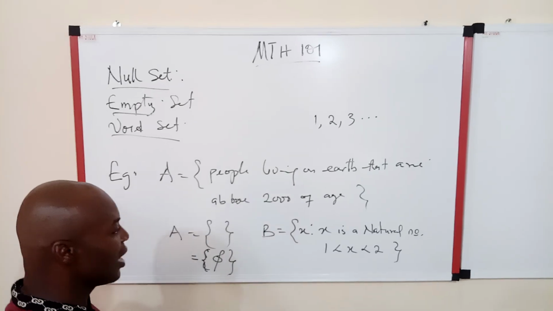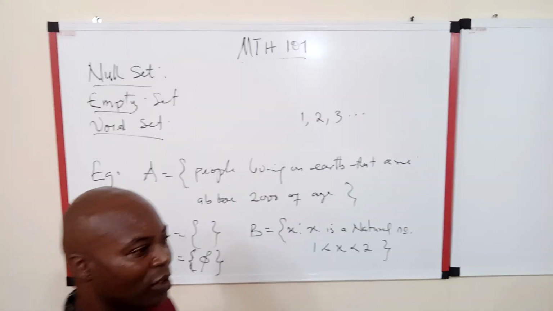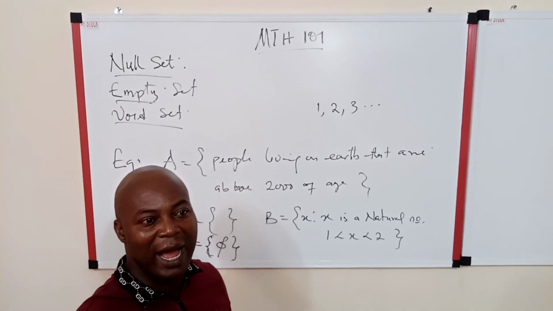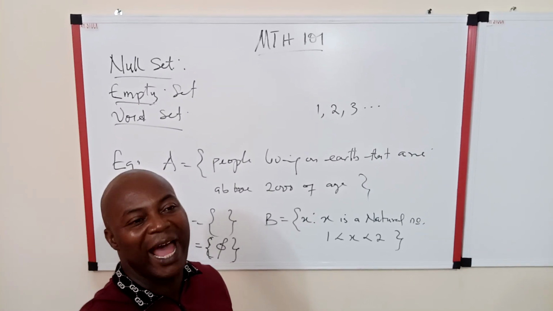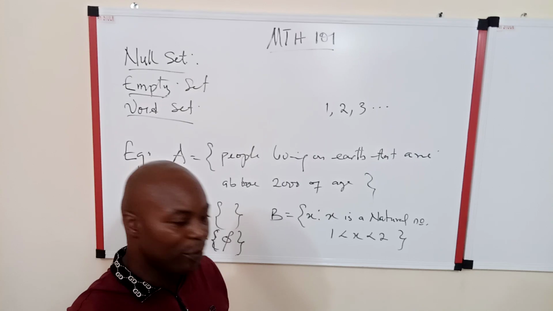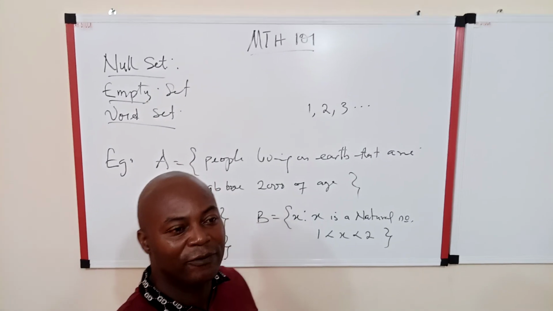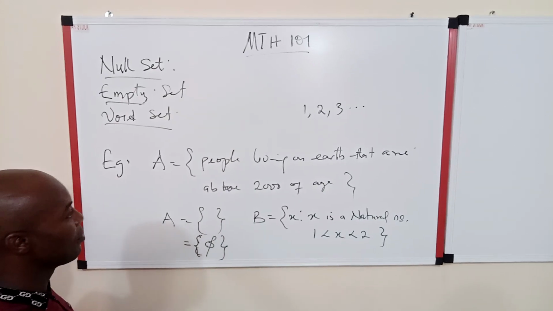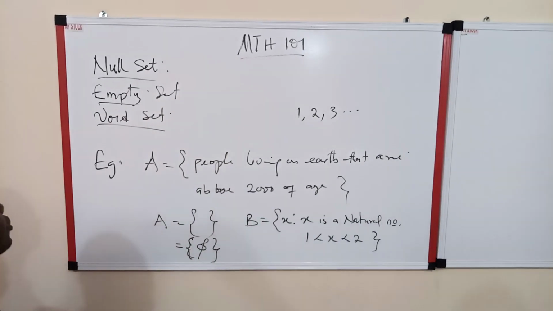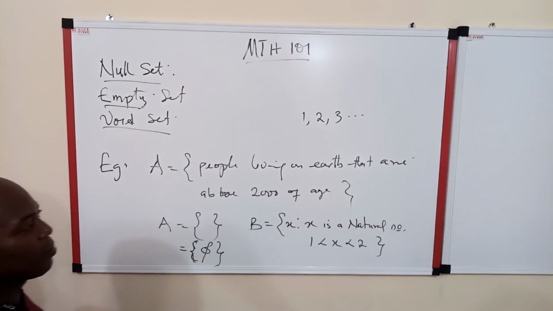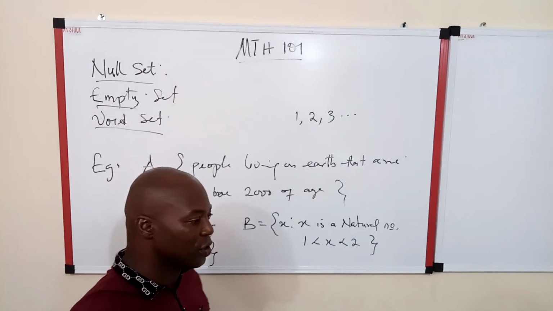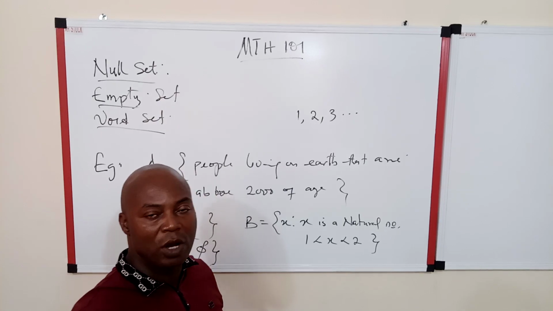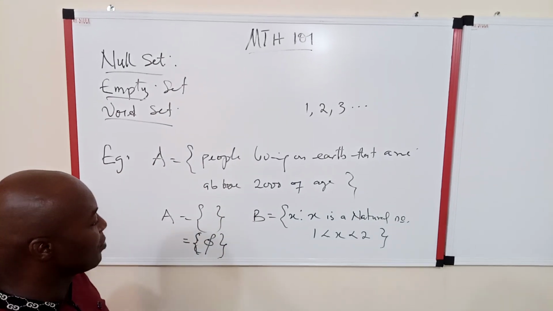You can say a set where its collection is the people living on Earth that are moving on their heads. Everybody moves on their feet and not their head. Such a set is also empty. So, in other words, there are some sets that can be seen as a null set, or you say empty set.